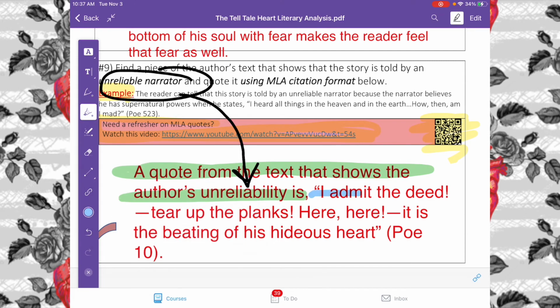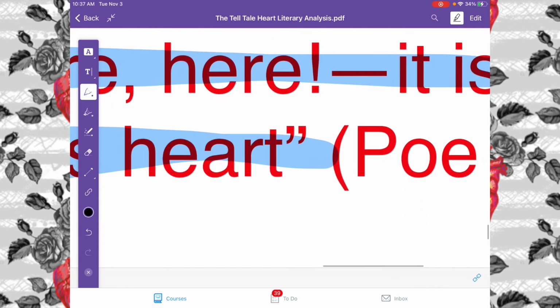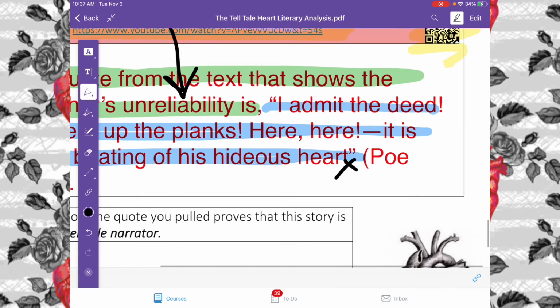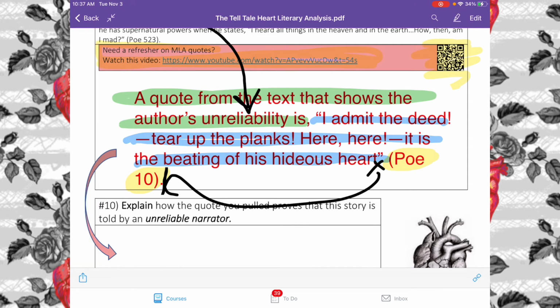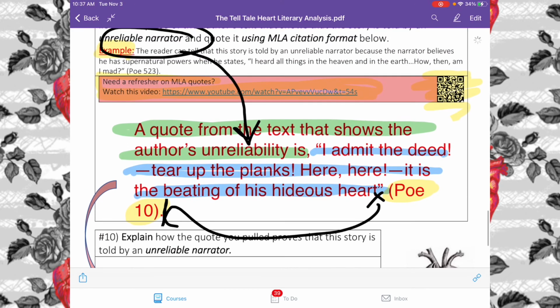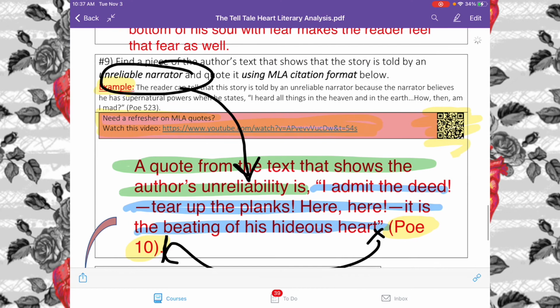Next piece is our author's words. "I admit the deed, tear up the planks, here, it is the beating of his hideous heart." Again, we get to the end, we see punctuation, kick it out. We're going to place that punctuation here at the end of the citation. And the last piece is our citation. It's going to be our author's last name and page number in parentheses. Page number we found that quote on. All right, so you have your final quote here for number 9.